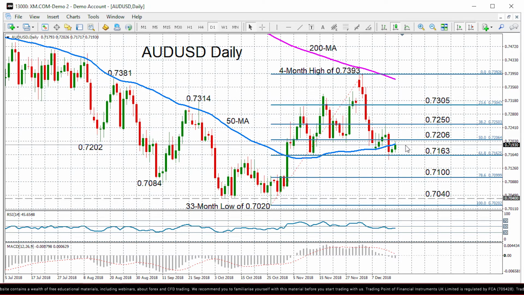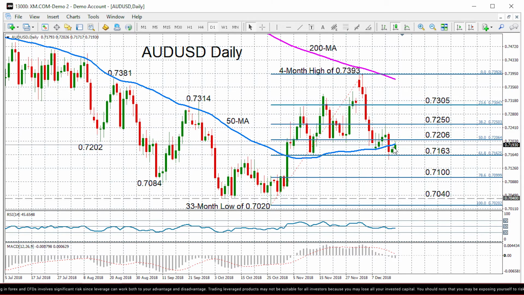And our final pair for today is the Aussie dollar. It's looking neutral to bearish at the moment for the pair. RSI is flatlining just below the 50 neutral level. So there's been a significant deterioration in the short-term picture following that downside correction from the 4-month high of 0.7393, and that took the MACD to a negative territory.